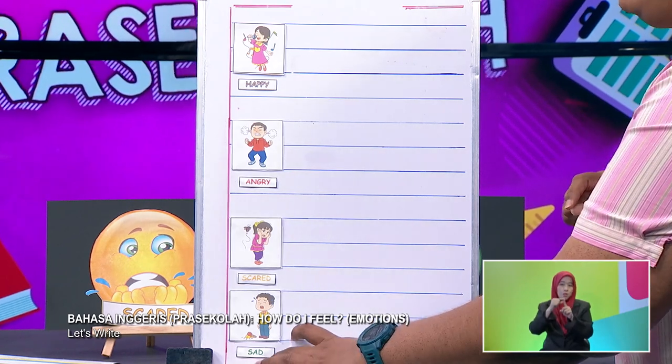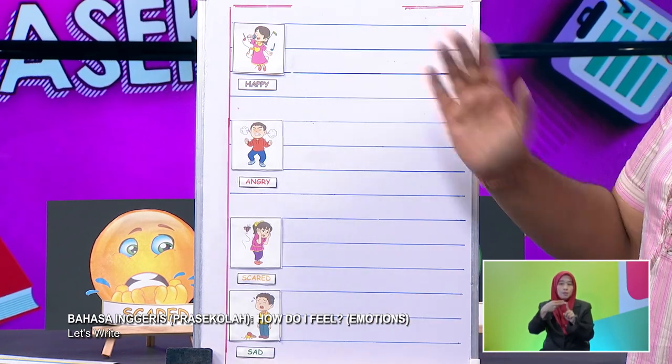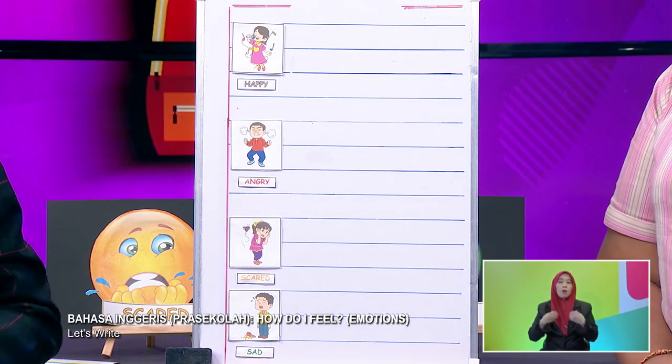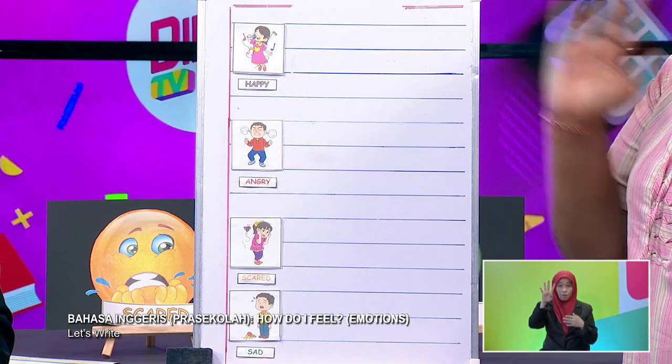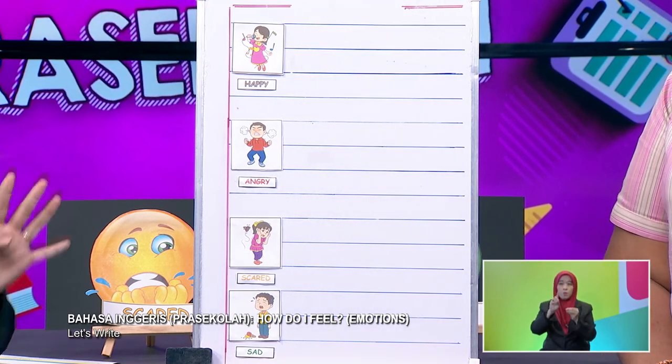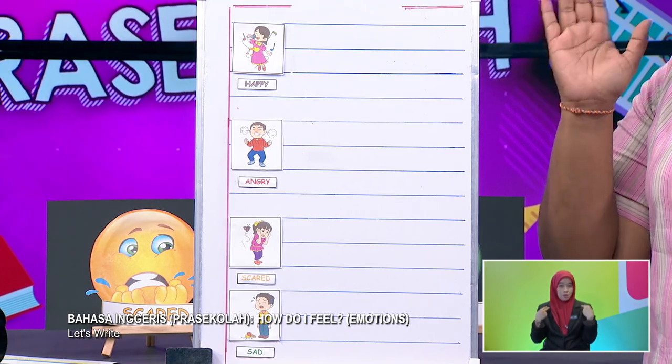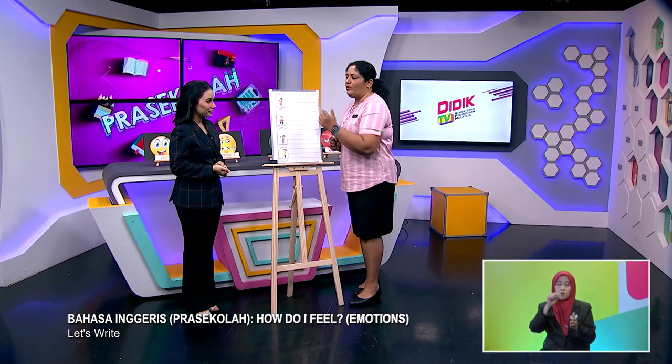So Shafika, as you can see here, how many pictures are there? There are four pictures, teacher. Four pictures. So the first picture shows? Happy. The first picture is happy. So we are going to copy the words here.